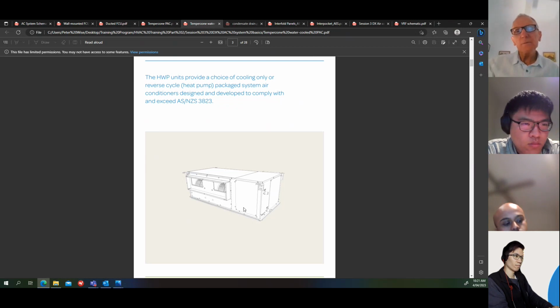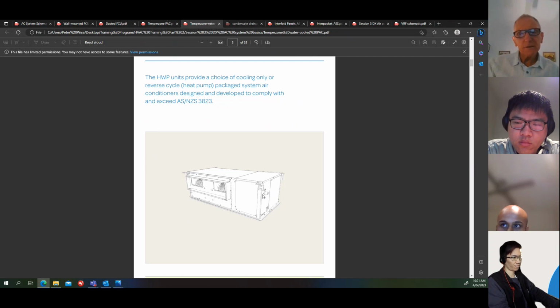Just beware with these that because they have a compressor in them, they make a bit more noise than an air-cooled unit. So just be careful of acoustics.